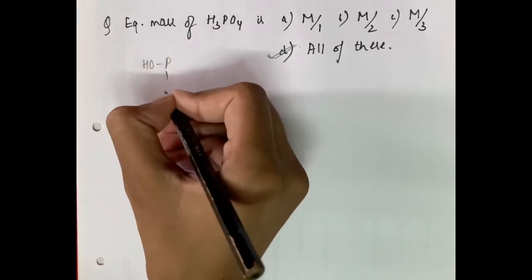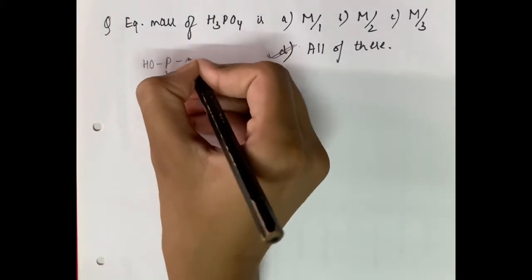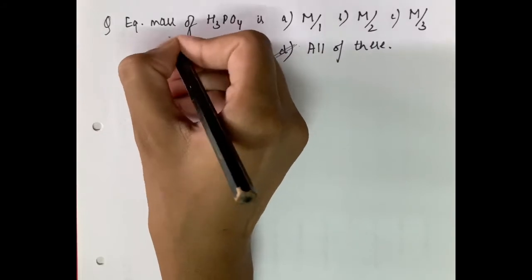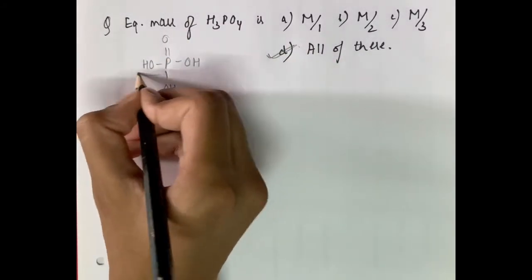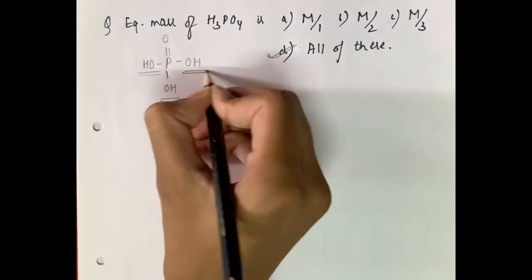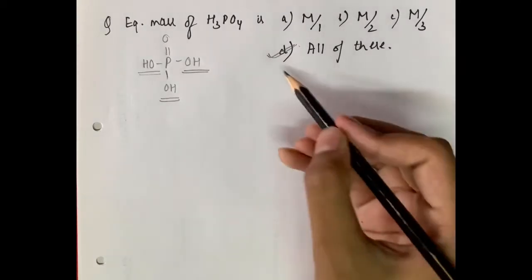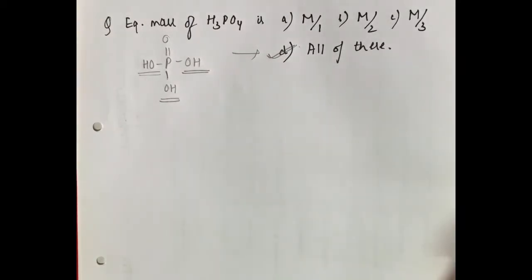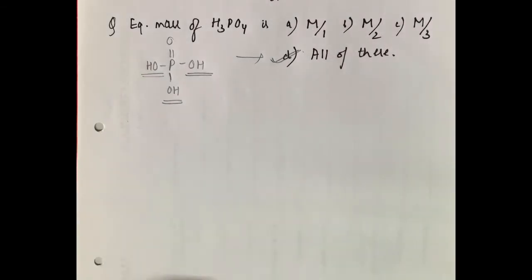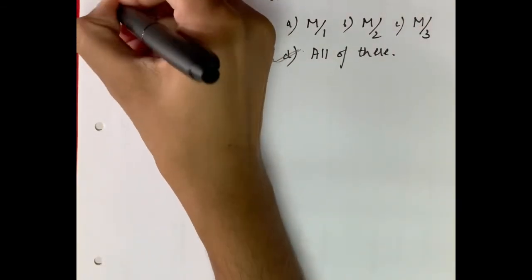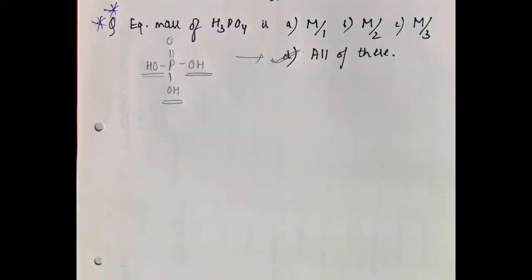Because in case of acids, the n factor represents the number of replaceable H+. If you draw the structure, you may notice that either one H+ can be replaced, two H+ can be replaced, or all the three H+ can be replaced. So that's why the correct answer is all of these.